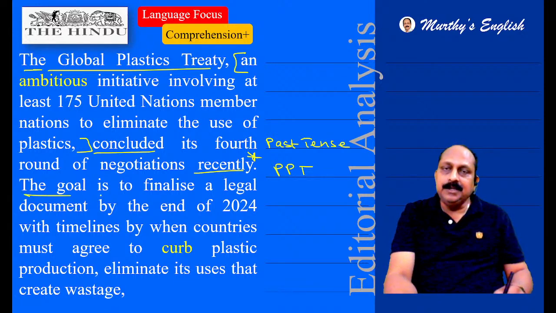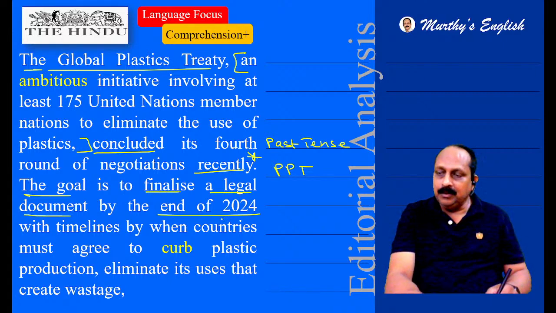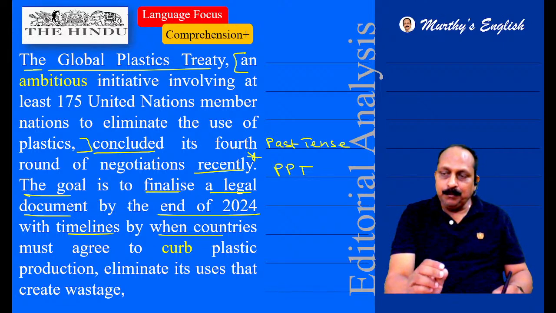The goal: any treaty, any convention, any accord, any agreement, there should be some sort of objective, goal. What is the goal of this treaty? The goal is to finalize a legal document by the end of 2024 this year, with timelines by when countries must agree to curb plastic production, eliminate its uses that create wastage. It's a lengthy sentence, but what is the goal of this treaty? The goal is to finalize a legal document. First, finalizing the legal document by the end of 2024.